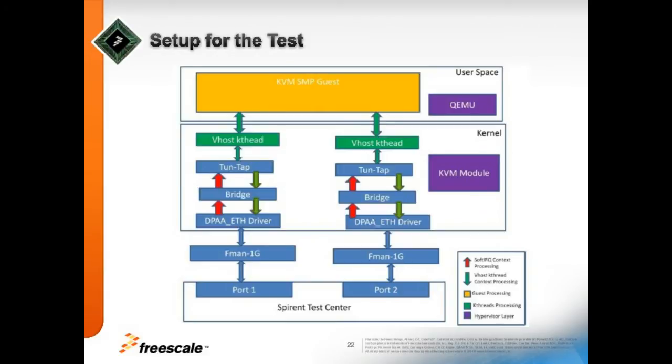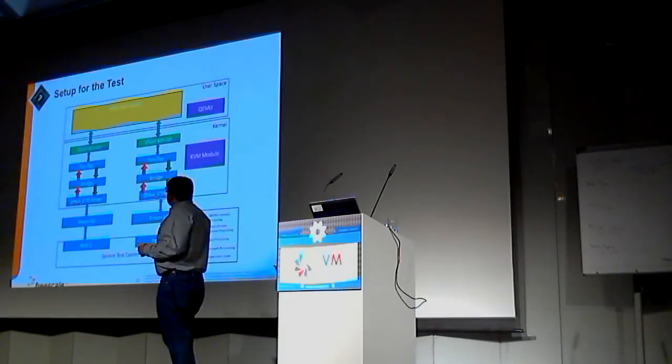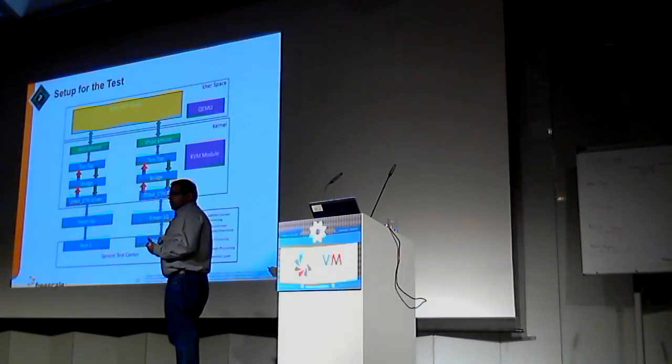This is the test setup that we used. We have a KVM guest running, and the guest had two VirtIO interfaces which were serviced by two vhost threads in the host. Each of these vhost threads was connected to a tap socket and a bridge. There were two bridge instances, each talking to a particular physical interface.